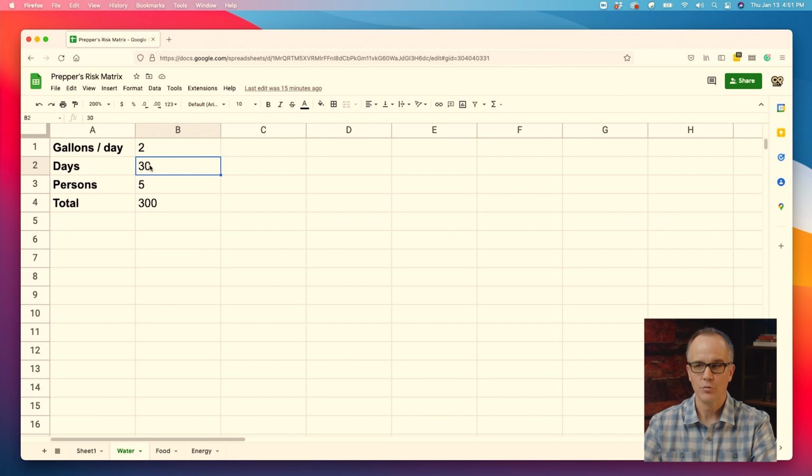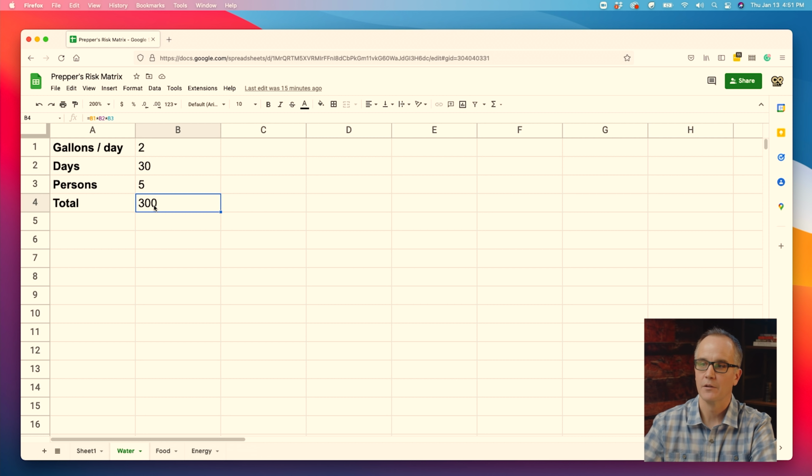How many days do you want to prepare for? If you want to prepare for 30 days of a disaster and you've got 5 people in your family, then that means you need 300 gallons. So if you adjust this, if you were to say, no, I've only got 2 people in my family, then it updates for you accordingly.